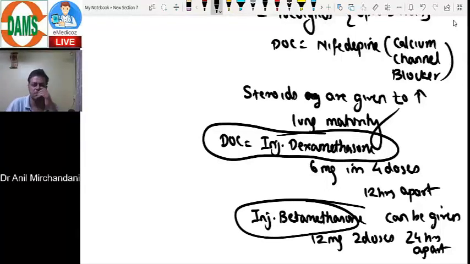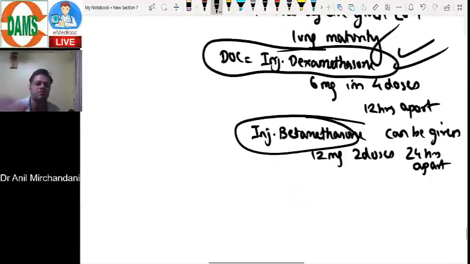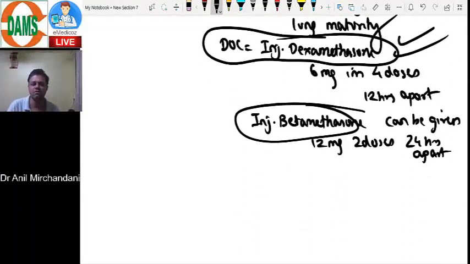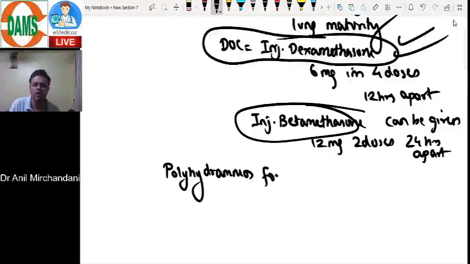But best is dexamethasone. You give dexamethasone. Okay, so yes, tocolytic plus steroid therapy would be given for a patient who has polyhydramnios plus preterm labor. Then polyhydramnios for induction of labor.